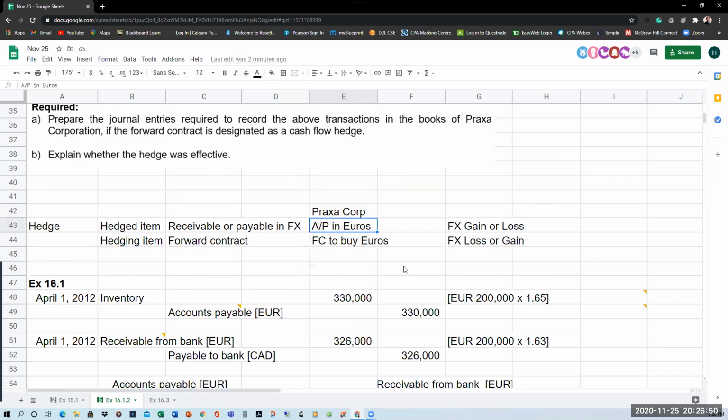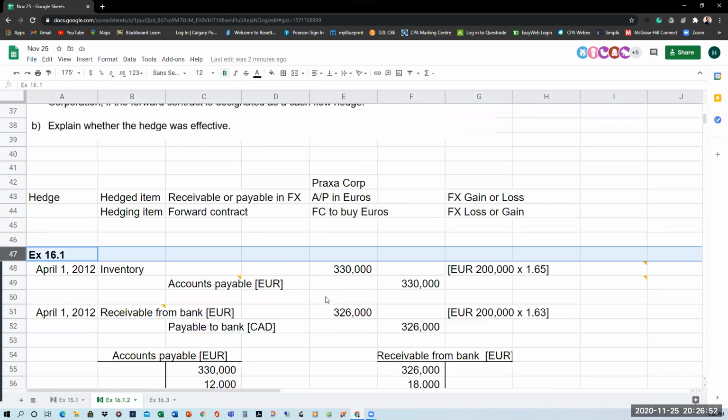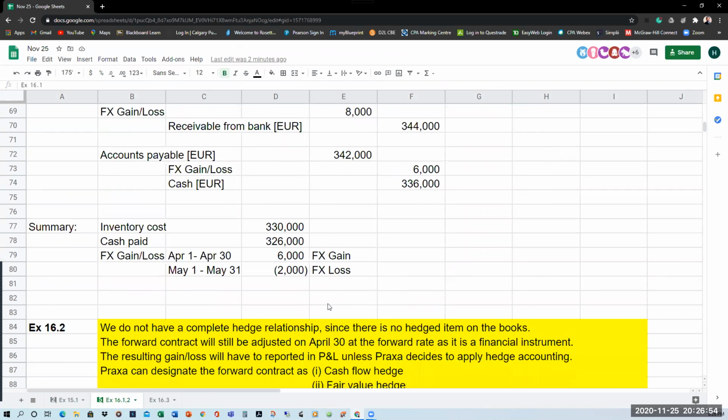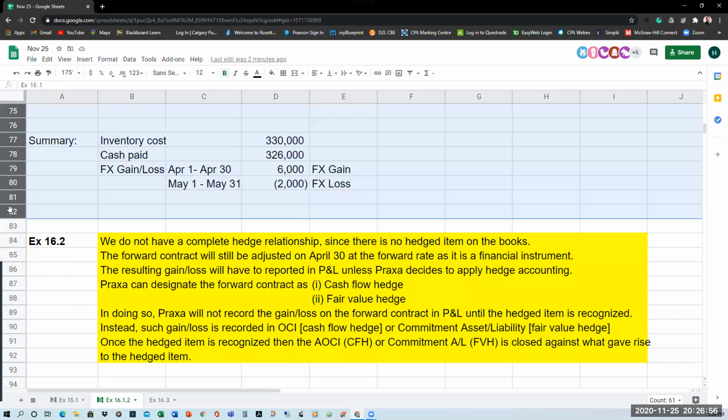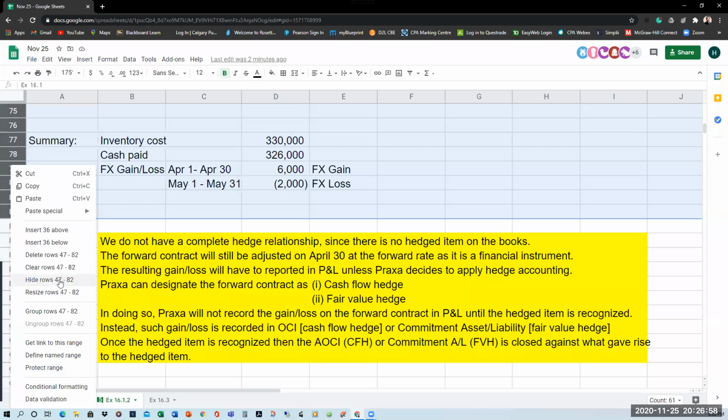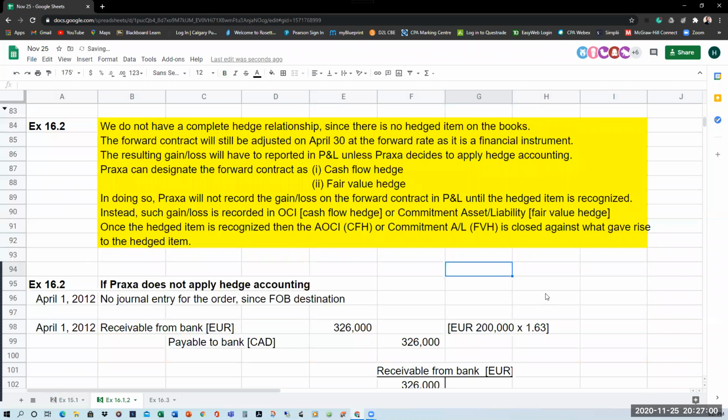Okay, I'm just going to have to hide this bit, if it's okay. I'm just going to hide these rows so that it's easier for me to scroll up or down.